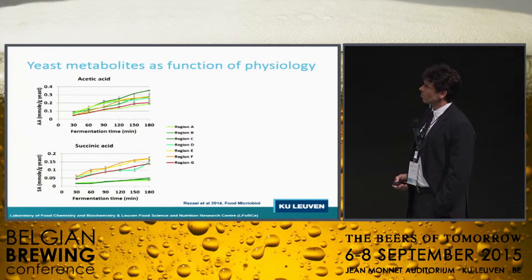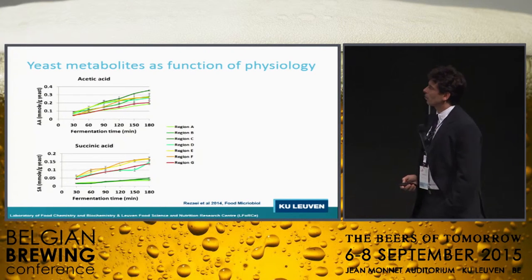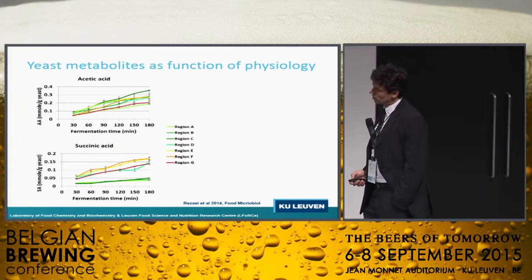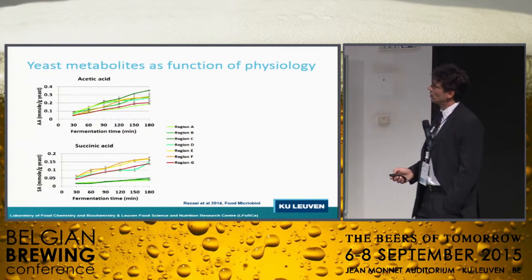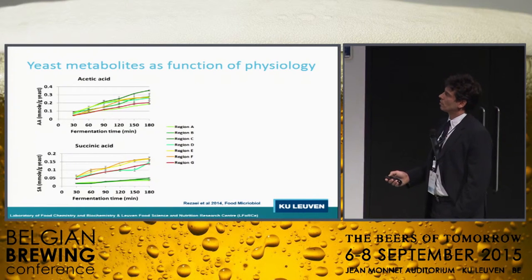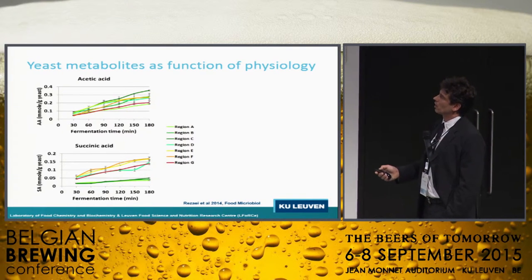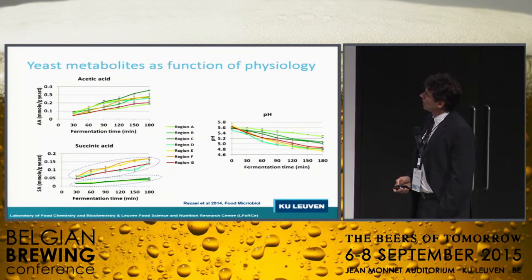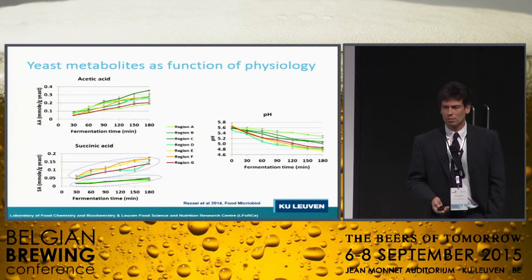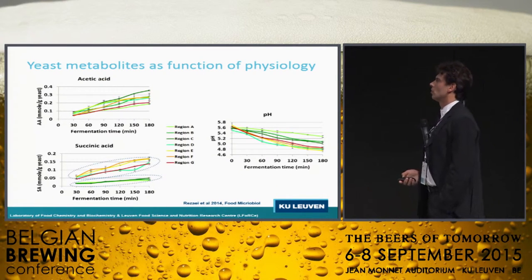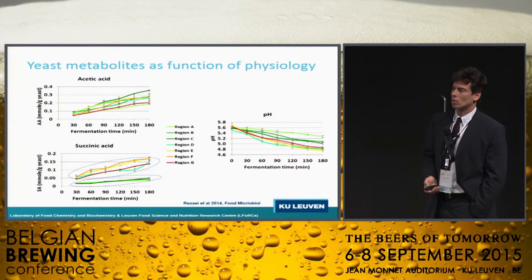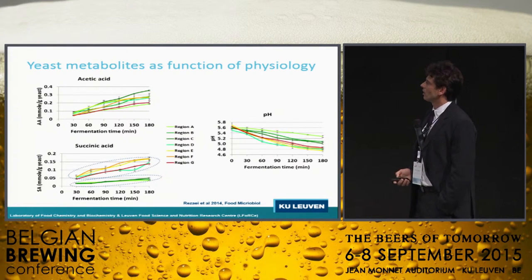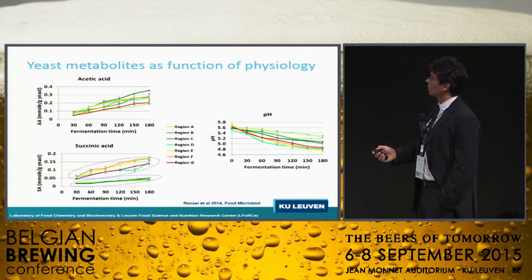Now, as we typically would harvest yeast for bread making at the late stationary phase, that explains why we had these high levels of succinic acid in our products rather than these high levels of acetic acid. And of course, pH is affected. Up until a couple of years ago, people very often said, okay, it's mostly carbon dioxide that determines low pH. Well, actually, it's mostly the acids that do the trick, which is also illustrated by evolution of pH here as a function of fermentation time for each of the regions.